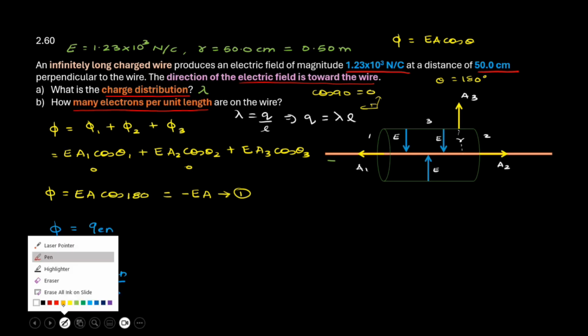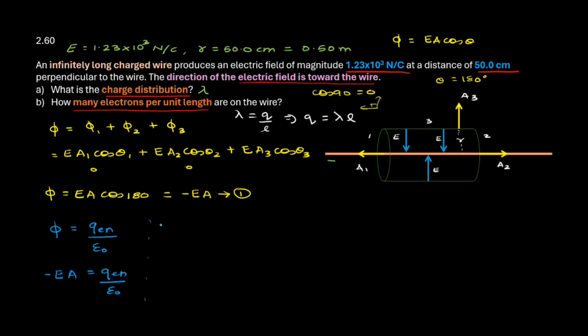So that is what we will substitute for Q over here. I write negative E into A equals lambda times L over epsilon naught. So we can rearrange to write in terms of lambda as lambda equals negative EA epsilon naught over L. Now A here is the area of the curved surface, and for a cylinder, we know that the area of curved surface is equal to 2 pi RL.